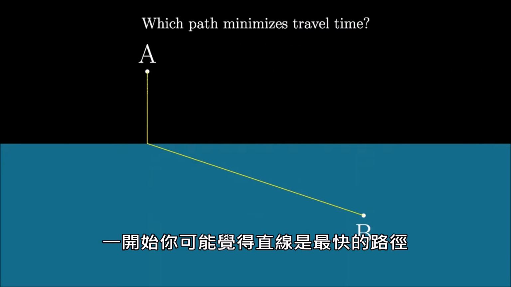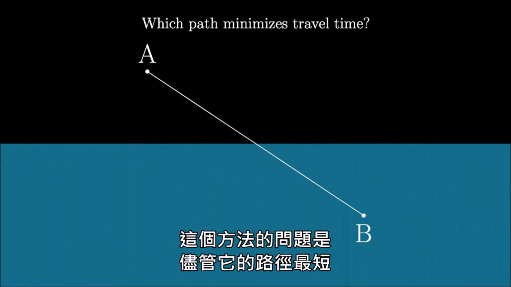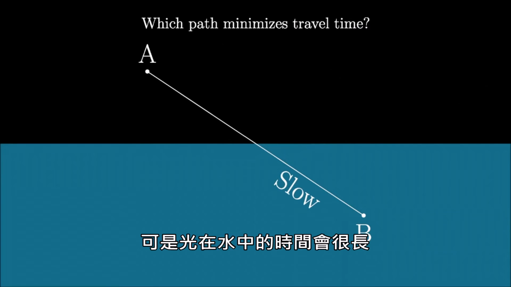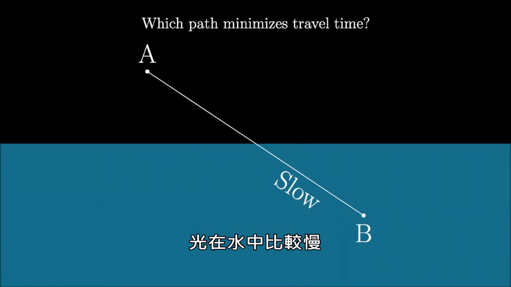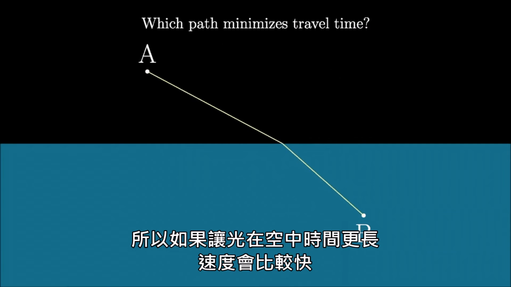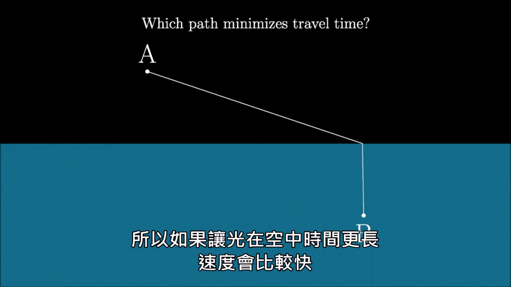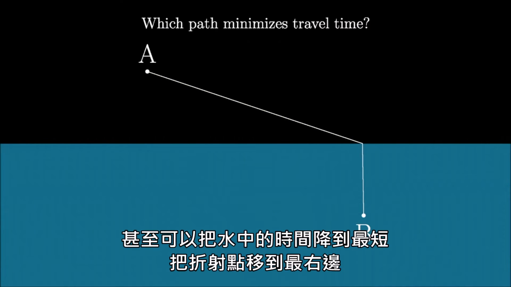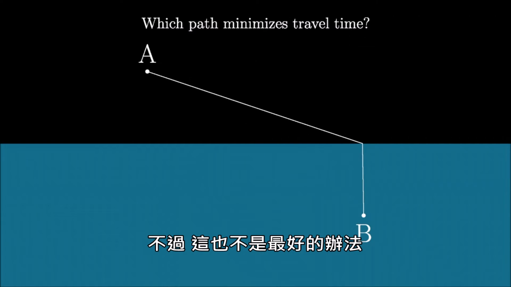Consider some point A in its trajectory in the air, and some point B on its trajectory in the water. First, you might think that the straight line between them is the fastest path. The only problem with that strategy, though, even though it's the shortest path, is that you may be spending a long time in the water. Light is slower in the water, so the path can become faster if we shift things to favor spending more time in the air. You might even try to minimize the time spent in the water by shifting it all the way to the right. However, it's not actually the best thing to do either.